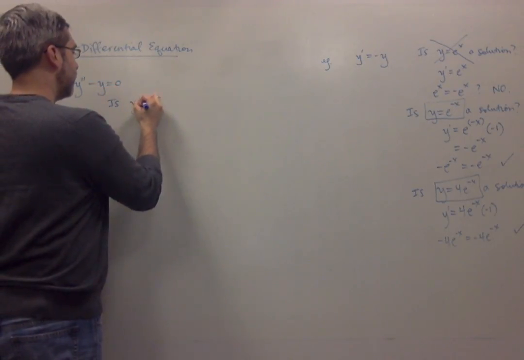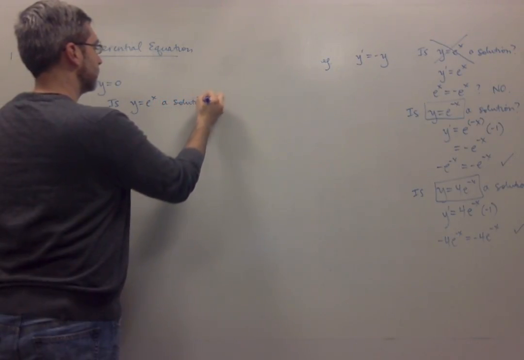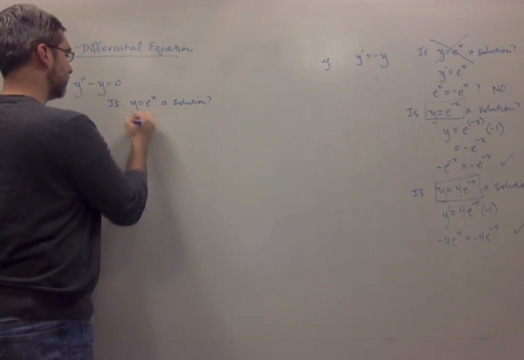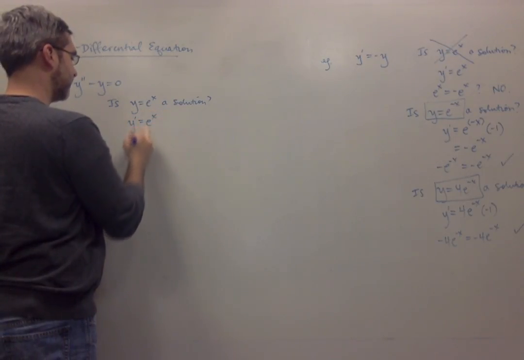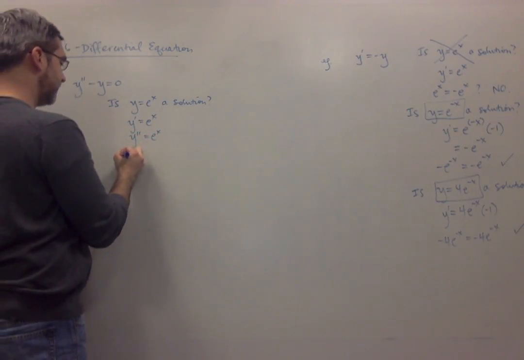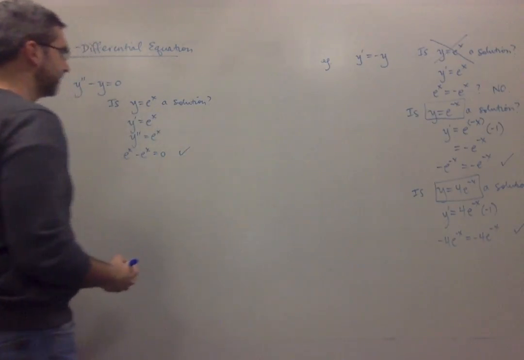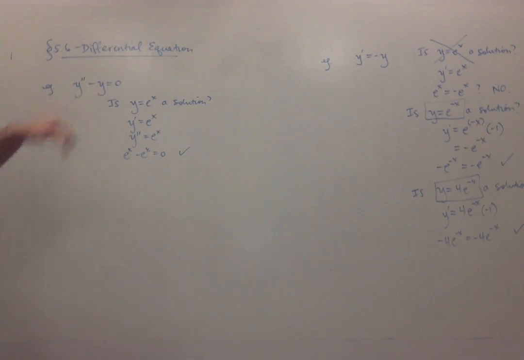Is y equals e to the x a solution? Okay, well, let's take two derivatives. So the first derivative is e to the x, and the second derivative is e to the x. And if I plug that in here, is e to the x minus e to the x the 0 function? Yes. Okay, so that is one solution.